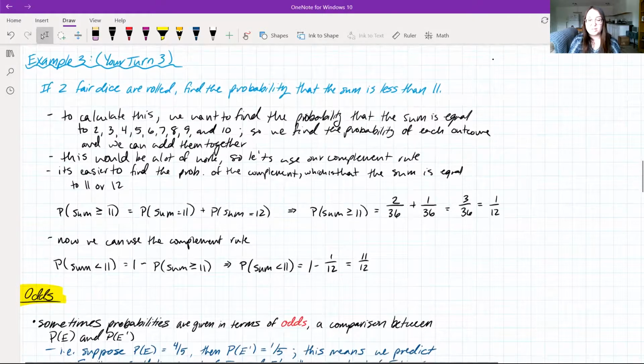So even though this question seems very simple, there was a lot of thought process that had to go into it, because we know that there's a way that we could do this, but it would take a long time and it would take a lot of extra work that we don't necessarily have to do. Or we can use this rule and find our complement and then calculate our value that way.